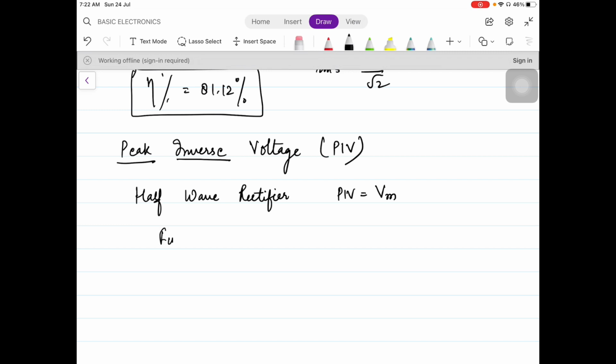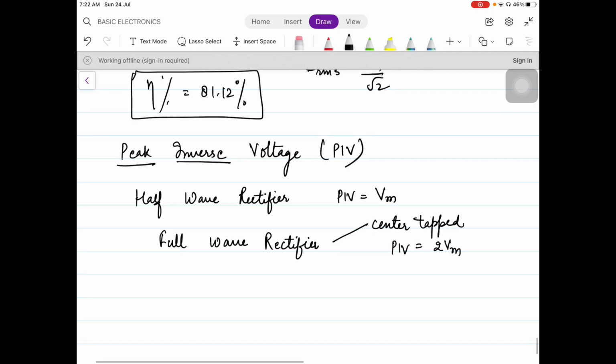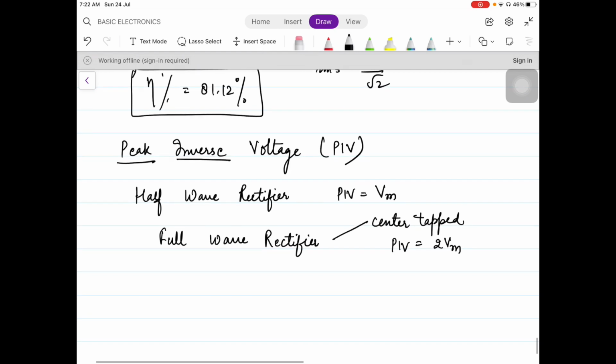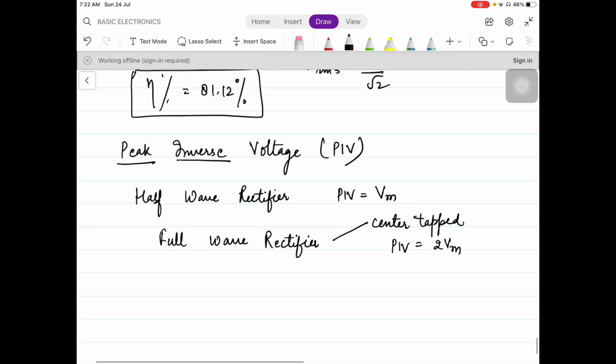Similarly, for full wave, rectifiers were of two types, center tapped and bridge. In the case of center tapped, the PIV for each diode is 2 Vm, and that is why the diodes were costly in the center tapped rectifier, because they can withstand a large voltage. So they were costly. The transformer was also costly in center tapped, and that is why we preferred the bridge rectifier, because it was economic.